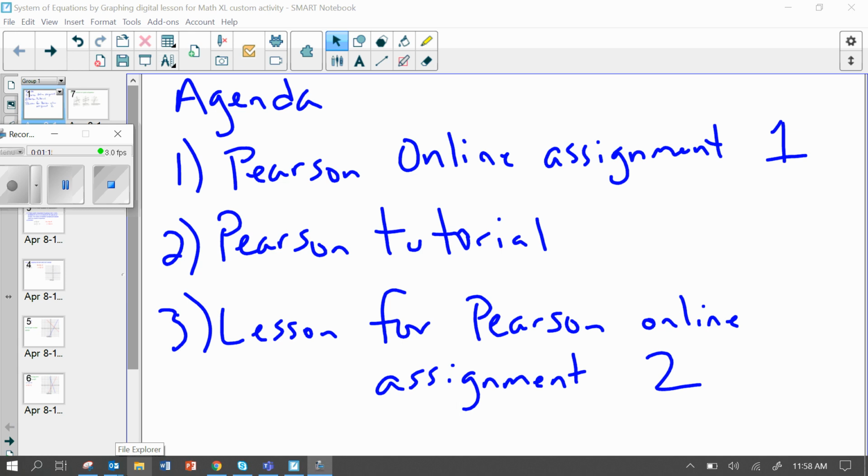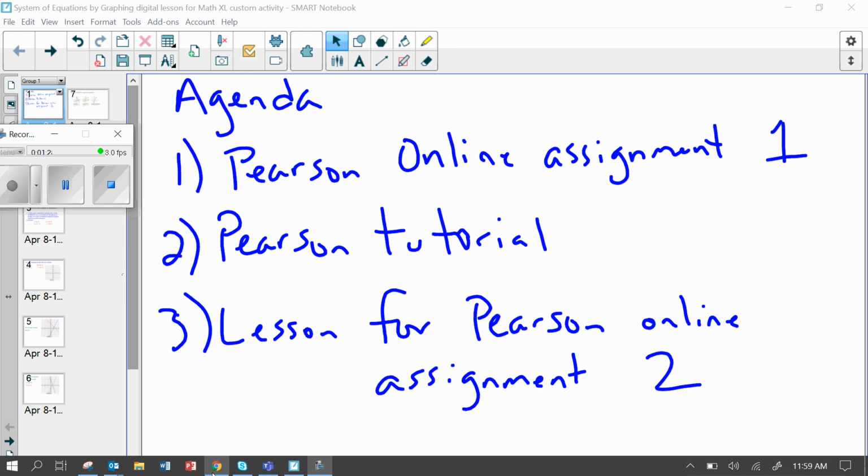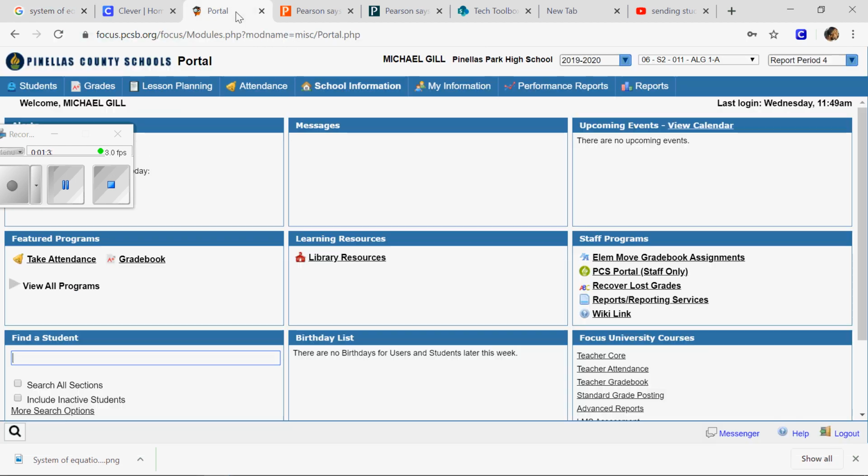We're really just going to be working on solving systems of equations through substitution and elimination, probably for the next 3 or 4 weeks until we get that down, because we're going to do it in such small chunks. So with Pearson, I'm going to go in. I'm going to show you in Portal what it looks like. So I'm sorry, in Clever.